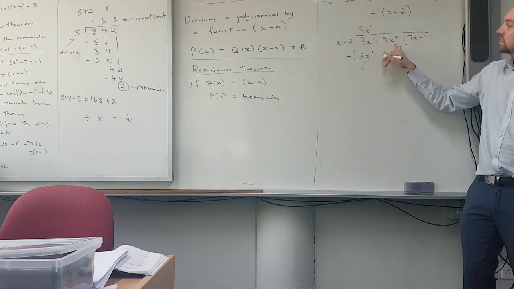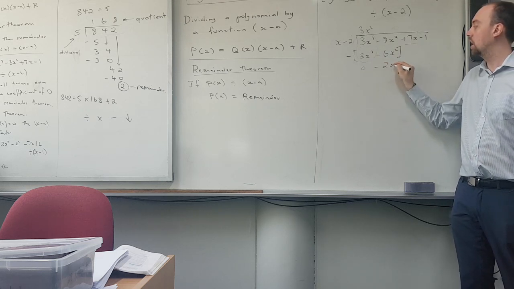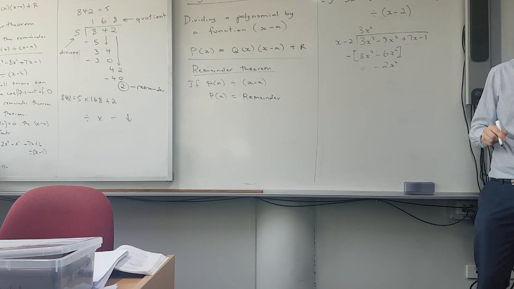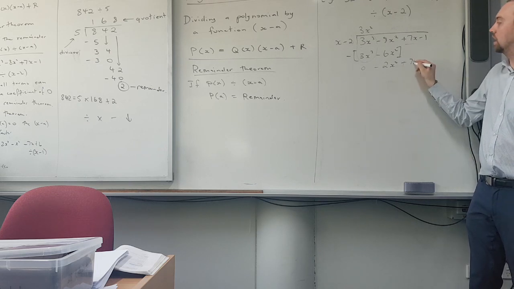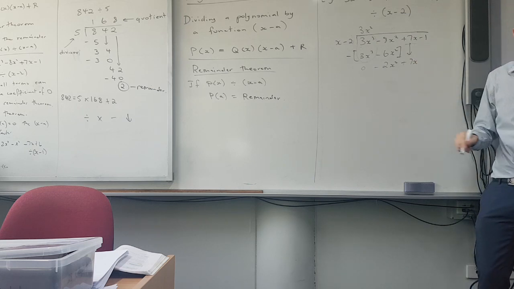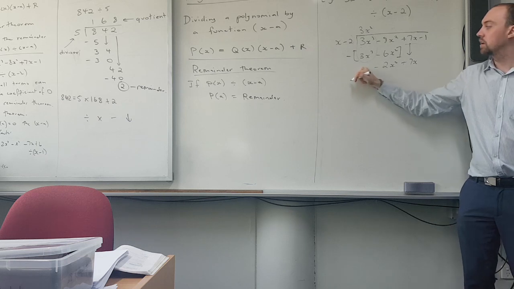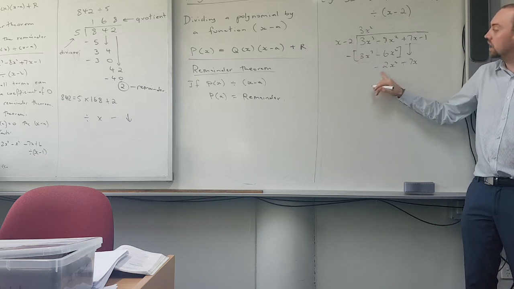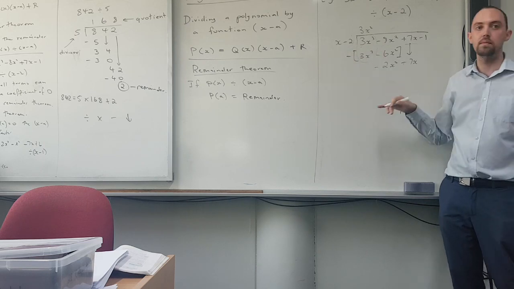So negative 8x squared add 6x squared is negative 2x squared. Alright? Bring the next term down. And then follow the same process. We don't need to worry too much about the 0. Negative 2x squared divided by x. And we're back to the same thing.